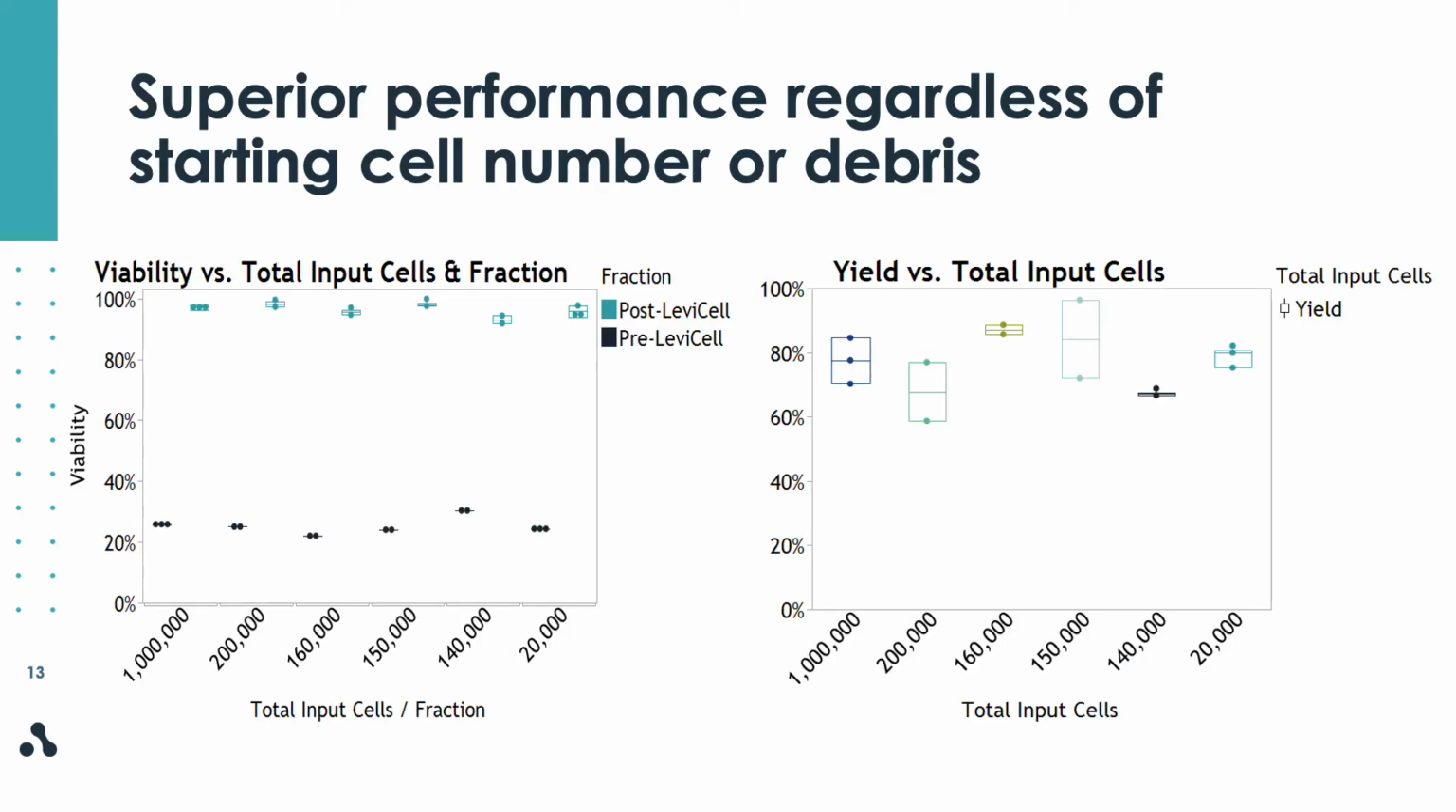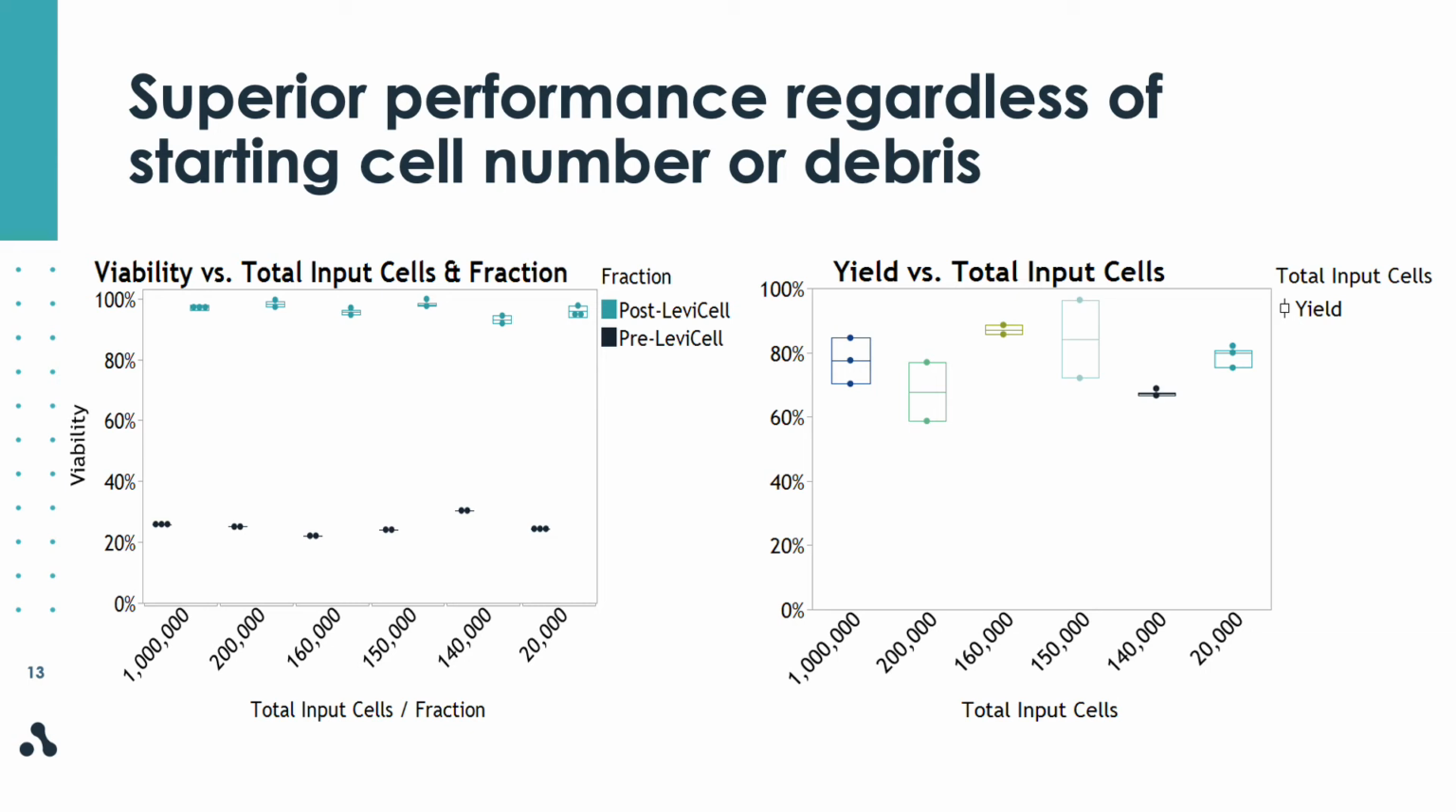We've looked at multiple different cell types during the process of developing this platform. One of the questions we asked is, does the performance of the system vary with the number of cells that are loaded into the system? What you can see here is that we are starting with 20,000 cells, 140,000 cells, 160,000, 200,000, and 1 million cells. The starting viability of the sample was about 25%. The post-enrichment viability is about 95% plus.